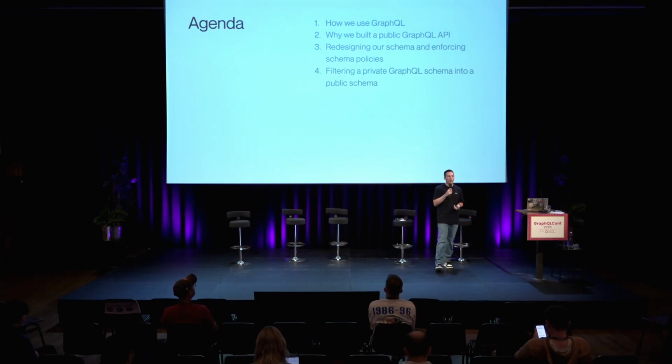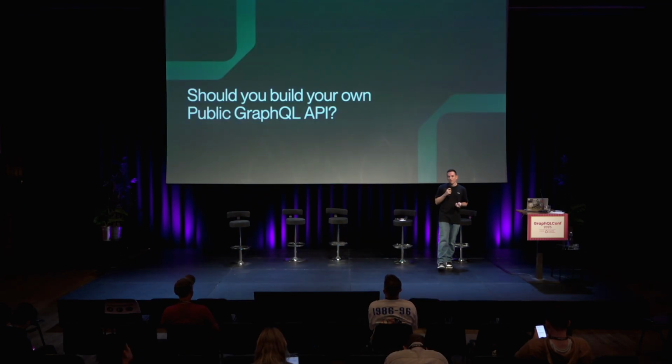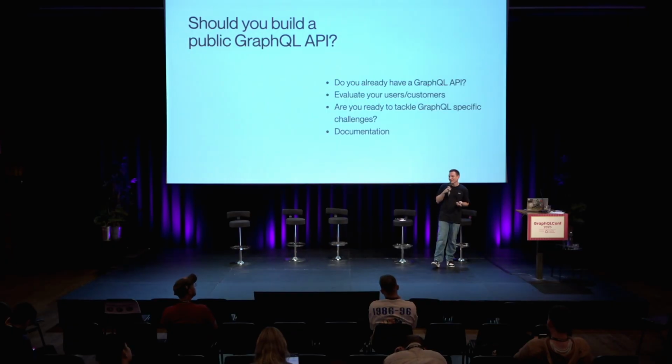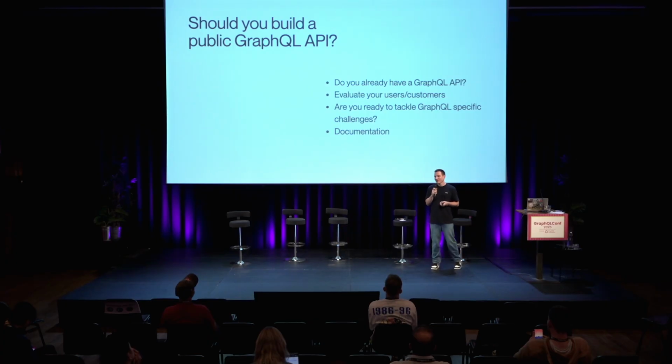I talked about how we use GraphQL, why we decided to build a public GraphQL API, how we transformed our schema to get into that shape, and lastly, how we protect it. So the last question is, should you build your own public GraphQL API? I say, it highly depends. GraphQL is very specific. We all love GraphQL, but do you already have a GraphQL API? We did in our case.